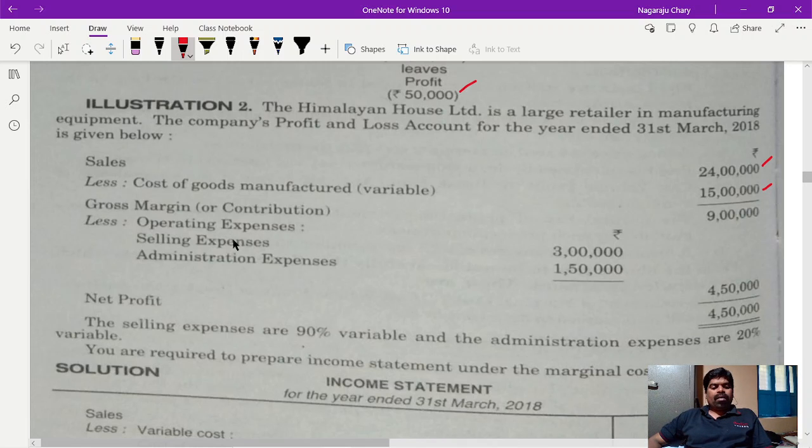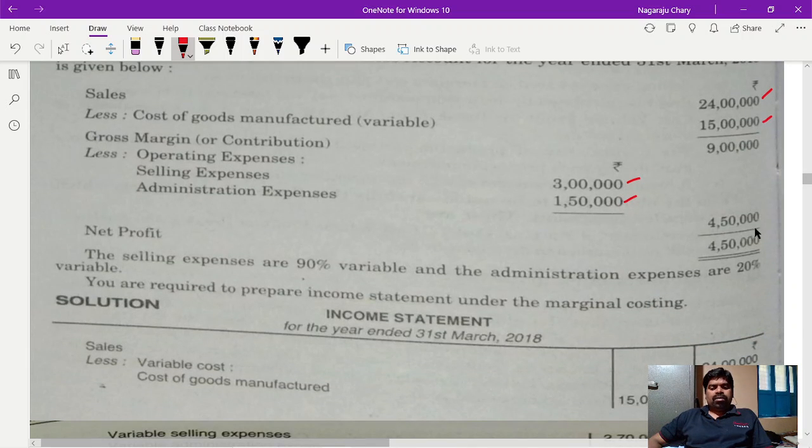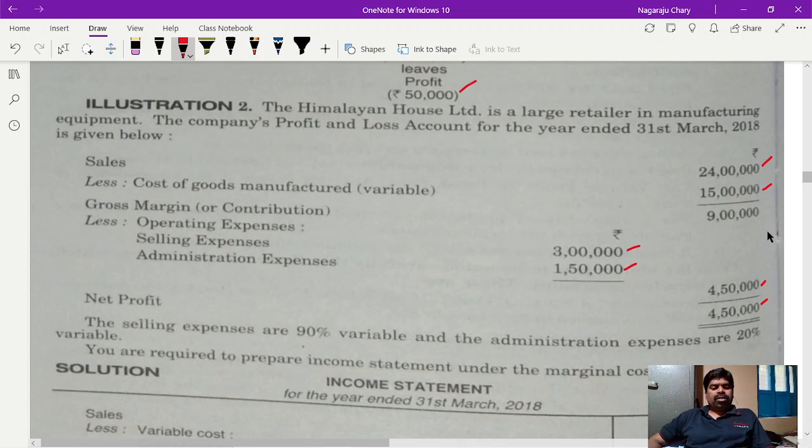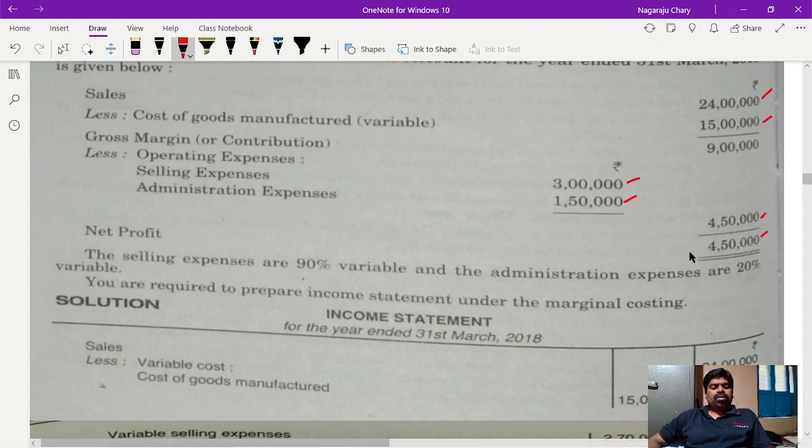From that, under operating expenses, selling expenses are 3 lakhs and administrative expenses are 1 lakh 50,000. That is a total of 4 lakhs 50,000. Now ultimately we are getting 4 lakhs 50,000, that is the net profit. So this is the income statement given in the problem. So what do we have to do?